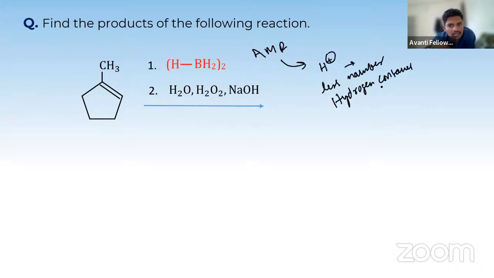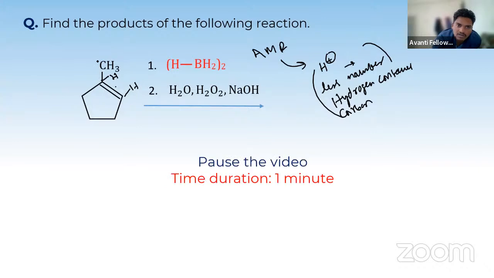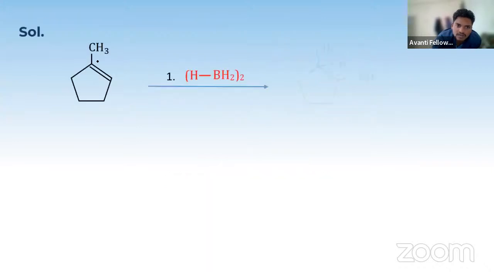Hydrogen-containing carbon. H plus is going to attack the carbon with fewer hydrogens. Here you can see there is only one hydrogen, and here also only one hydrogen. But the point here is that here you have a methyl group and here only one hydrogen. So first of all, the hydrogen will go near the methyl group.